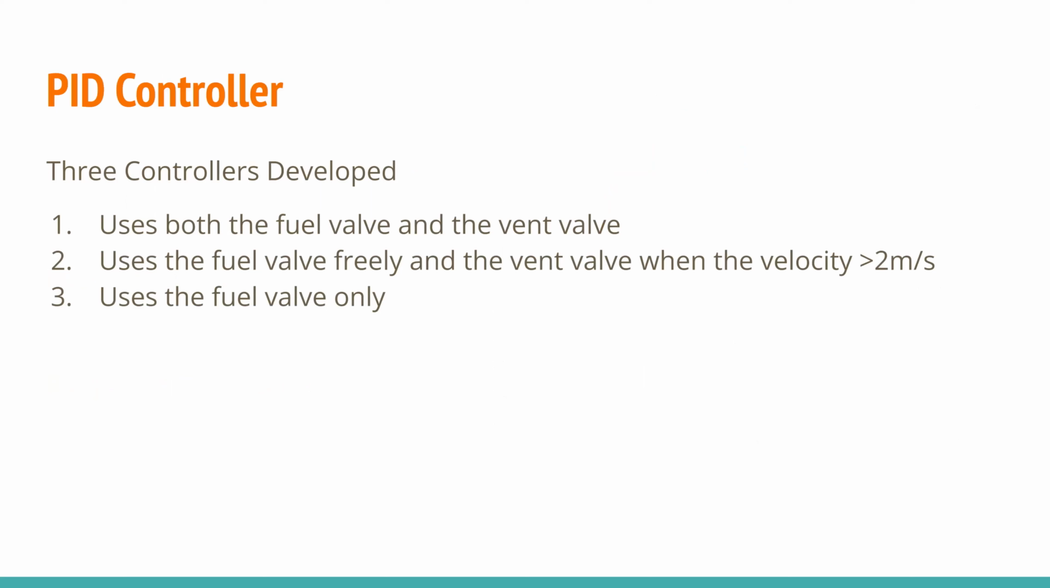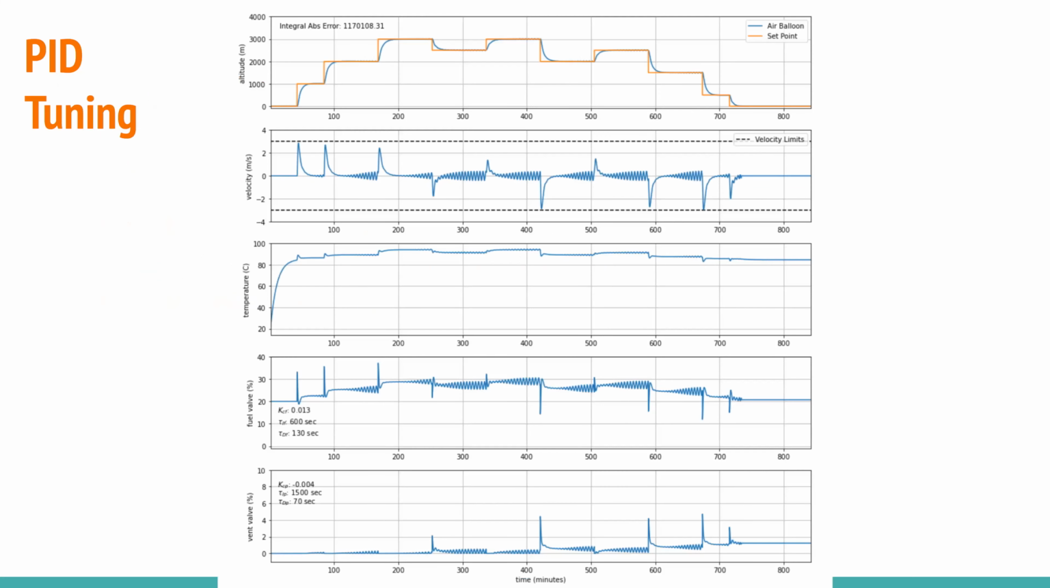We were very curious on how to make the best PID controller for the balloon, so we developed them for three different scenarios. The first scenario was using both actuators freely, so the fuel valve and the vent valve. The second scenario was using the fuel valve freely and only initializing the vent valve when our velocity was greater than 2 meters per second. The third scenario was only using the fuel valve freely and never using the vent valve as a way to change our altitude. In order to quantifiably compare these different controllers, we put all of them up against the same set point test that they had to follow.